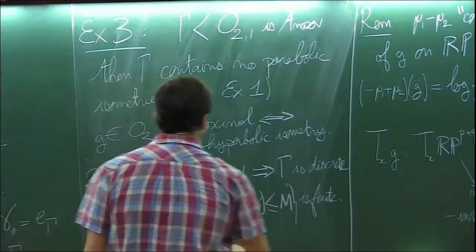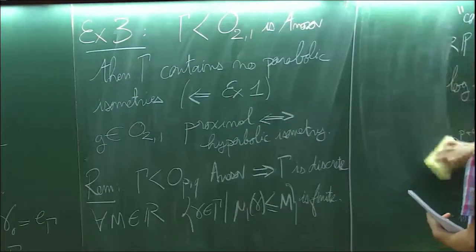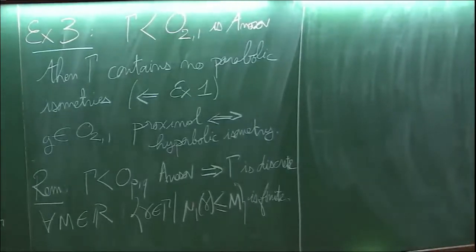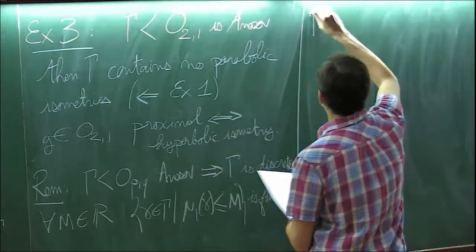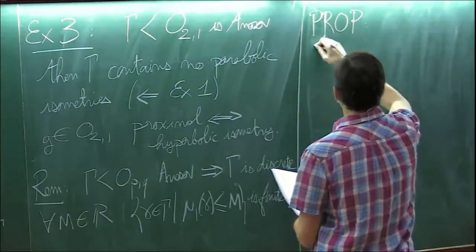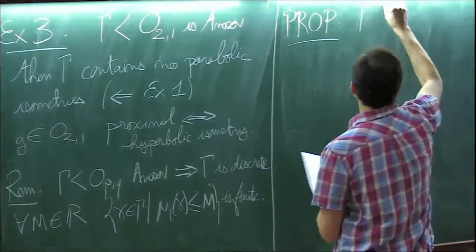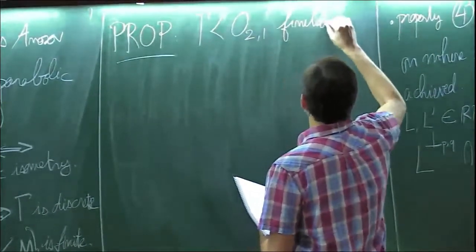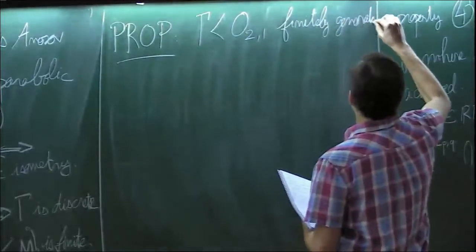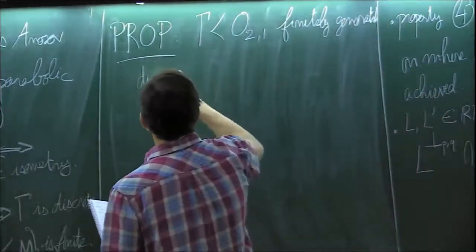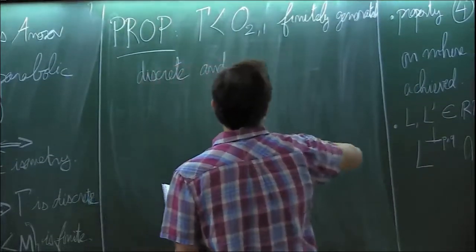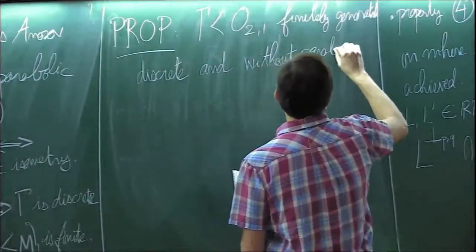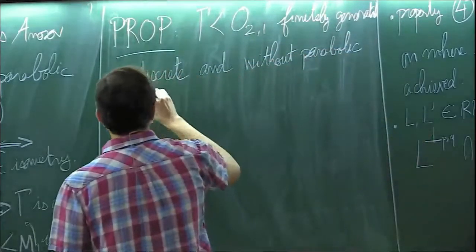And conversely to this statement, if I have a finitely generated discrete group in O(2,1), then it is Anosov. So the proposition, and I will try to prove it: if you have a subgroup gamma of O(2,1) that is finitely generated, discrete, and without parabolic, then it is Anosov.